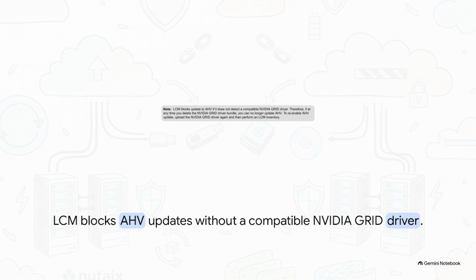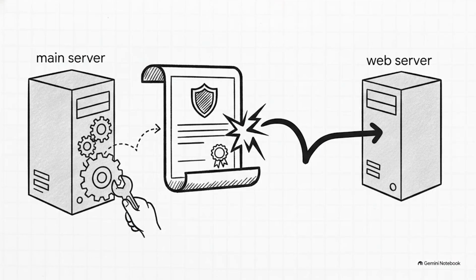Here's another trap you really need to watch out for, specifically regarding the Acropolis hypervisor. LCM will actively block updates to AHV if it doesn't detect a compatible NVIDIA Grid driver in environments that require it. Let's say you're doing some cleanup and you accidentally delete the NVIDIA Grid driver bundle from your repository. Well, you are now blocked from updating the AHV hypervisor. To fix it, you literally have to upload the driver again and run a brand new LCM inventory to re-enable those AHV updates.